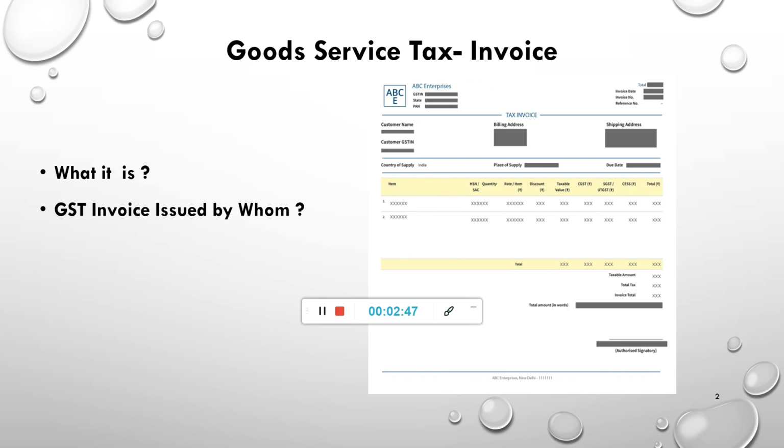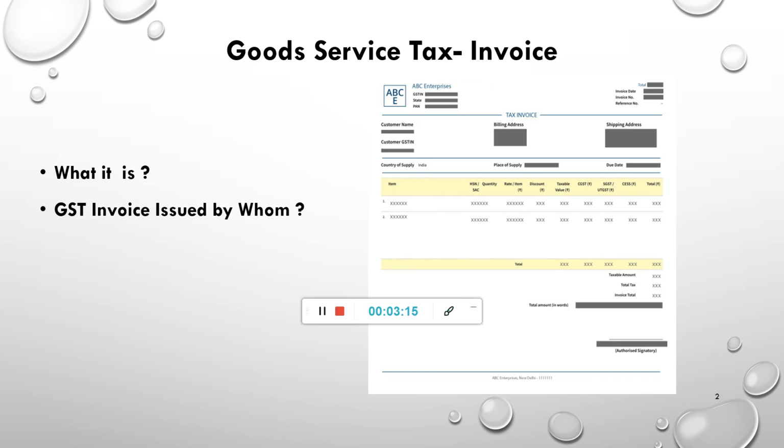The invoice should contain description, quantity, value, and such other prescribed particulars in case of supply of goods, and the description, value and such prescribed particulars in case of supply of services. An invoice or a bill of supply need not be issued if the value of supply is less than 200 rupees, subject to other specified conditions.